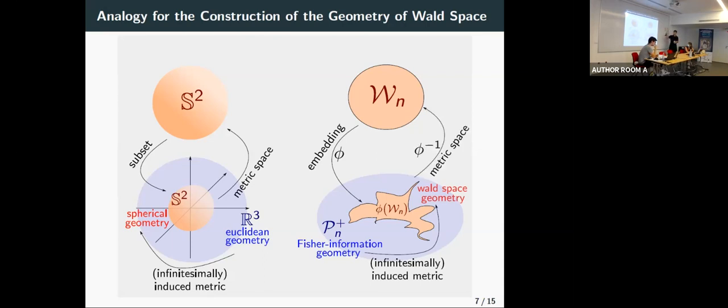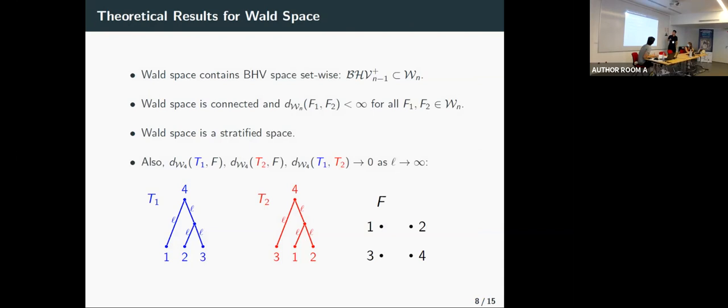And then we go back into our set of forests via this phi map, via this embedding, to obtain a metric space. All right. So now we have the metric space W_n, although we don't know what it actually looks like at all right now. But there are some theoretical results already.